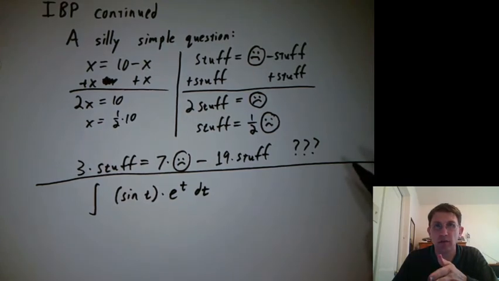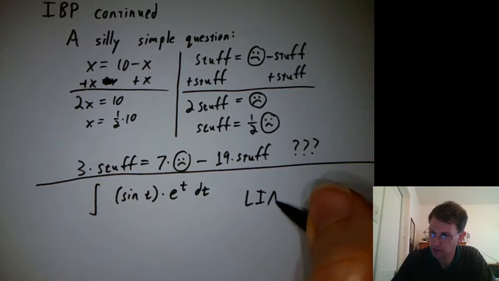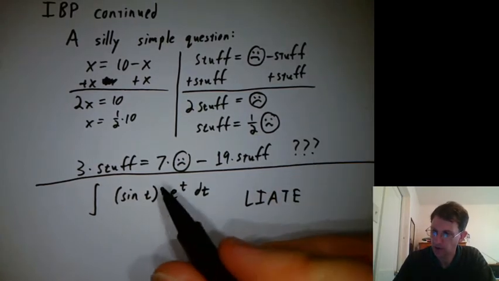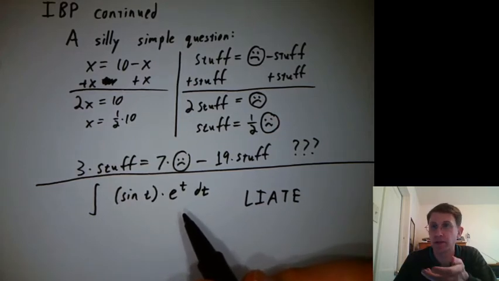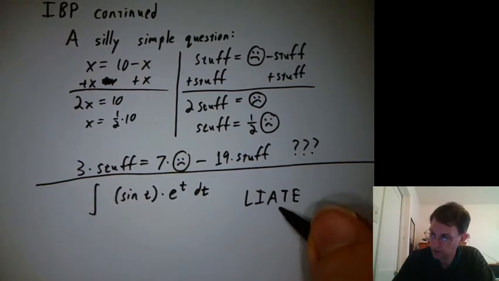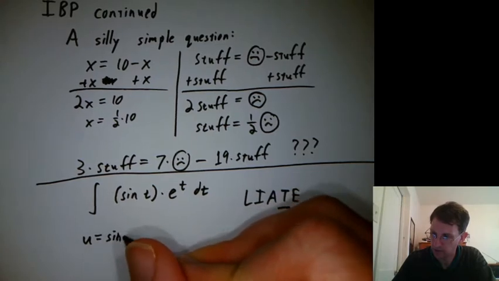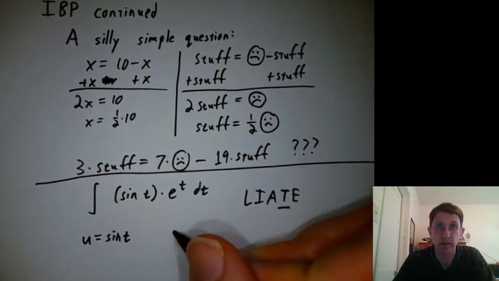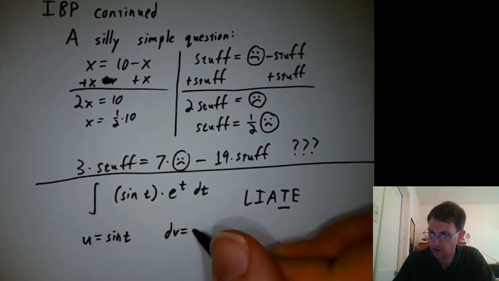What are you going to use? Oh, did I give away that this is integration by parts? You should use integration by parts. What are you going to do for u and dv? Well, let's think through LIATE. Do I have any logs? No. Inverse trig? No. Algebraic stuff like just plain t? No. Trig. I do have some trig. So I'm going to use trig here. So I'm going to say u equals sine t. And then what is dv? That would be e to the t dt.